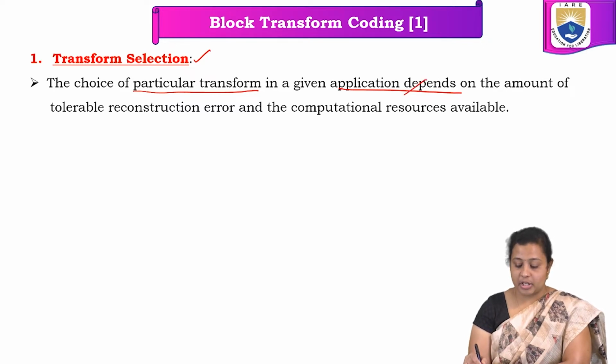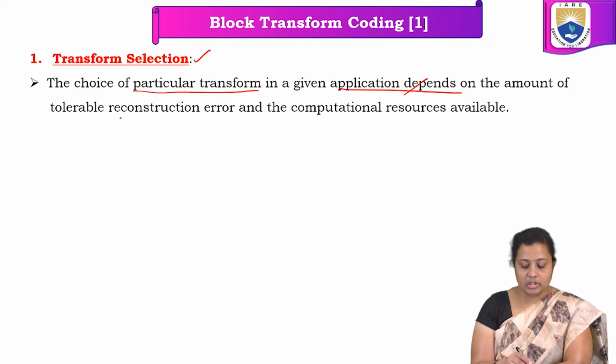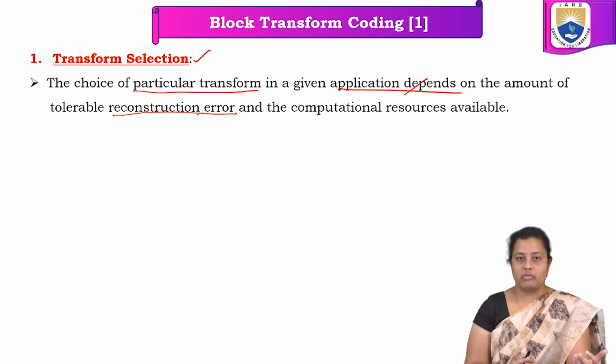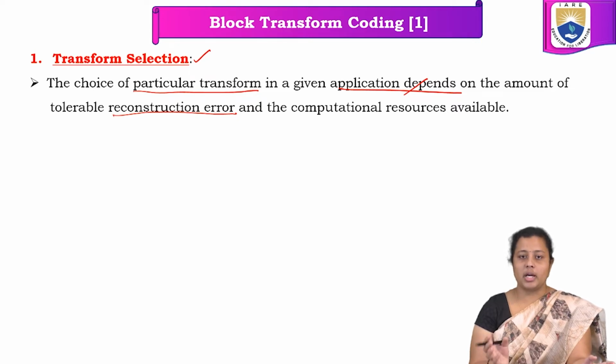Okay, it is application dependent, and it is also dependent upon how much reconstruction error, as well as the computational resources that are available. What does reconstruction error mean? The decompressed image we have achieved should be very similar to your original image. There might be a small error, but how much error is accepted is specific to the application. Based on that, we will select our transform.